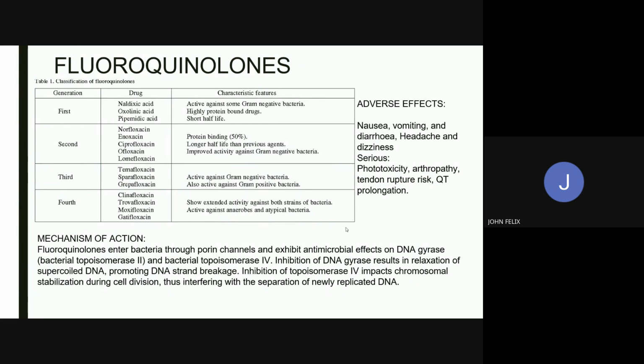Mechanism of action: it exhibits its antimicrobial effect on the DNA gyrase. We call it bacterial topoisomerase 2 and bacterial topoisomerase 4. When it acts on topoisomerase 2, that is, when it inhibits DNA gyrase, it results in the relaxation of the supercoiling of DNA. When the DNA supercoiling is relaxed, the DNA strand breaks, and further the replication process is stopped. Then we have inhibition of topoisomerase 4, which impacts chromosomal stabilization during cell division, thus interfering with the separation of newly replicated DNA. Next.